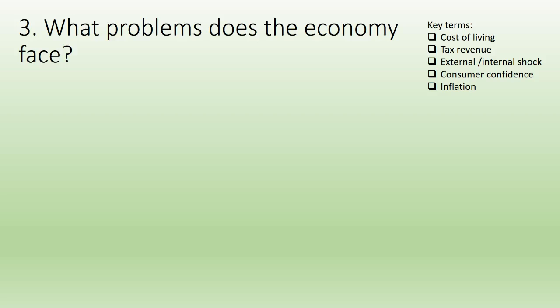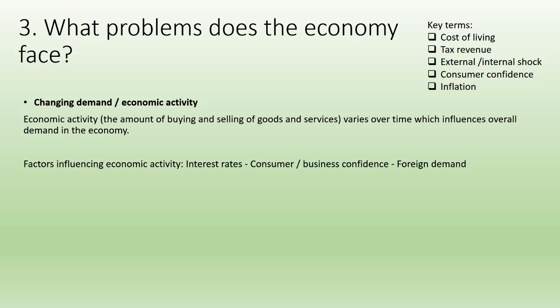Chapter 3 looks at the problems that the economy faces. The key problems that are outlined in your textbook are to do with changing demand or economic activity. To define economic activity, it's the amount of buying and selling of goods and services. So how many goods and services are being bought and sold over time? And that is a measure or an influence on the overall level of demand for goods and services in the economy. Lots of factors influence the level of demand in the economy.